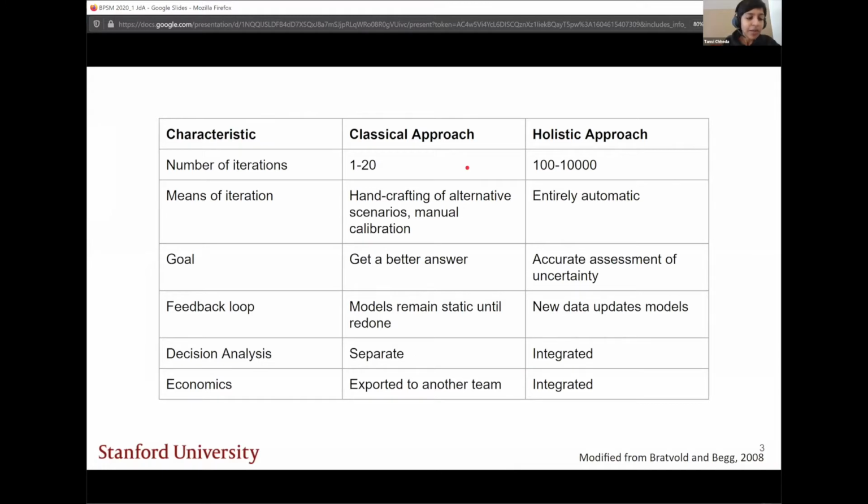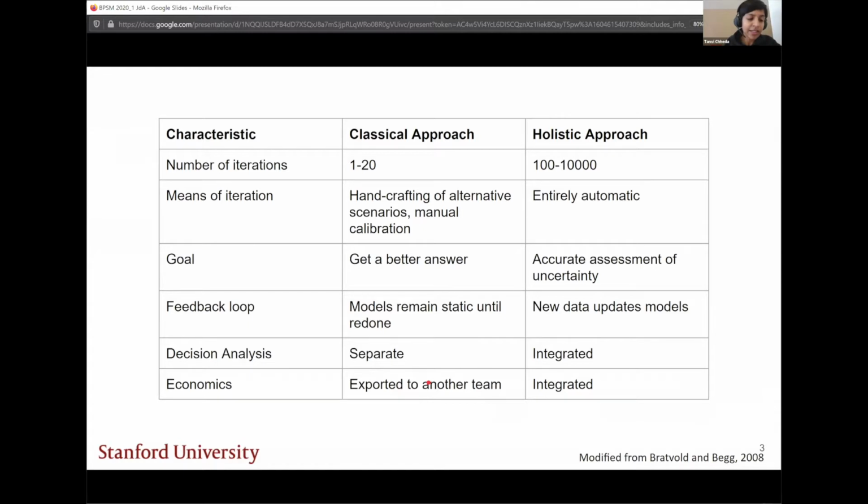All right. So a classical approach to evaluating exploration decisions using basin and petroleum system modeling starts with modeling a few possibilities and involves manual updates to the models with the goal of a better answer instead of an accurate assessment of uncertainty and its impacts. And economic considerations and execution decisions are exported typically to a separate team or a third party.